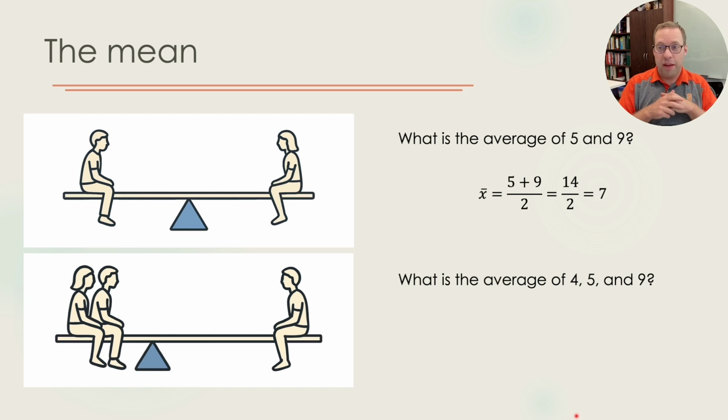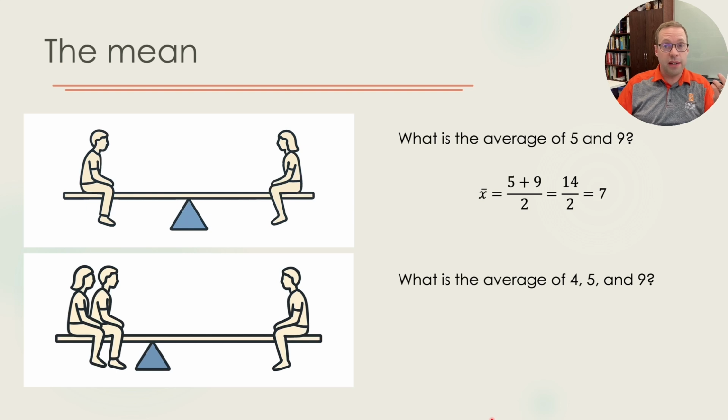Now, essentially, one way to think of this before we actually do the calculation is that now that we have a 4, which is close to the 5, the middle should shift closer towards that 4 and the 5. And if it does that, then our mean should drop. It should be below 7 because it's going to be weighted more towards these two.